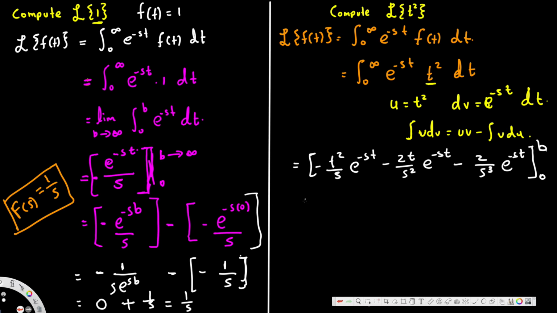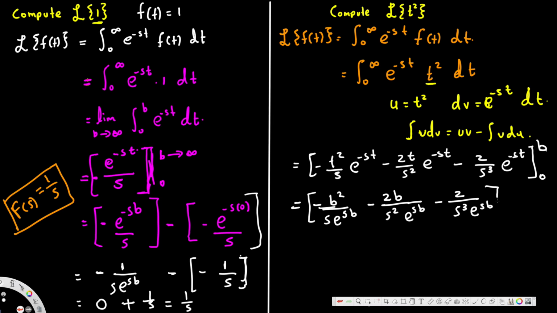Okay, now first we are going to substitute b for the t terms. So this is going to become negative b squared over s. Instead of all the t, we are going to substitute b, and if the exponent is negative, we can move it to the denominator. So this is going to be e^(sb) right here, minus 2b over s squared e^(sb), minus 2 over s cubed e^(sb).